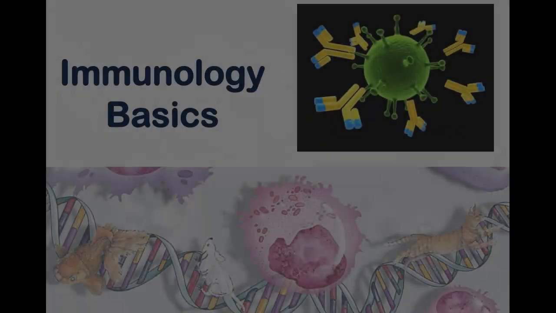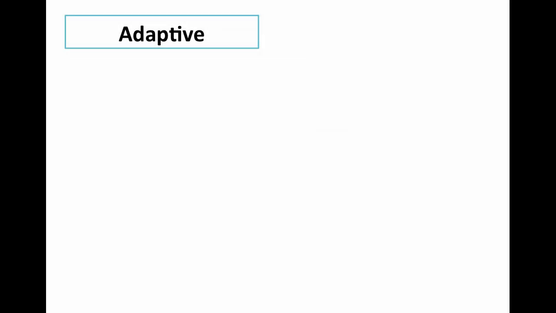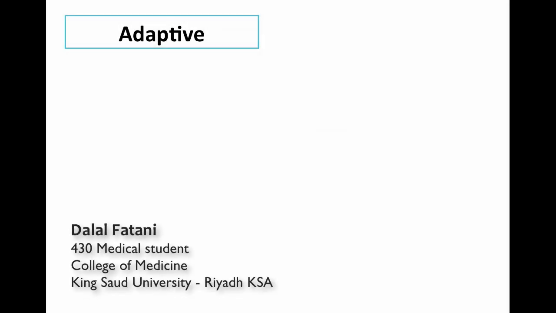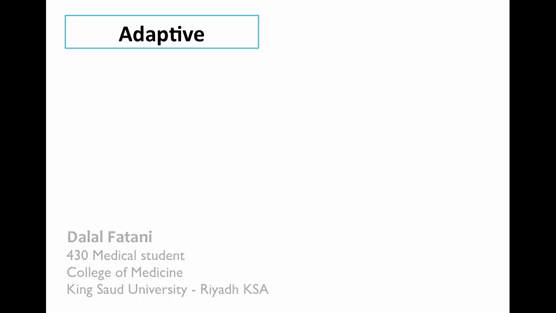In this video, we're going to talk about the adaptive immunity. Now, as we mentioned in the previous video, the adaptive immunity is characterized by three main things: specificity to a certain antigen, self and non-self recognition, and memory cells. There are two main types of adaptive immunity, depending on which cells are activated. There are B cells and T cells.